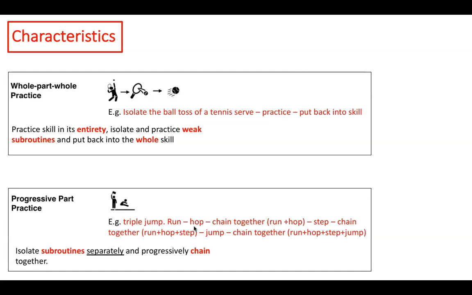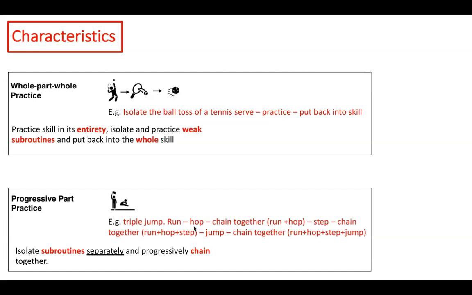Then you're going to practice the step on its own, so isolating the step routine. Okay, so now I'm going to chain together the run, the hop and the step. So you practice the run, the hop and the step. And then finally, you're going to isolate the jump and practice the jump separately. Finally, chaining it all together and practicing the run, hop, step and jump. That is progressive part practice.